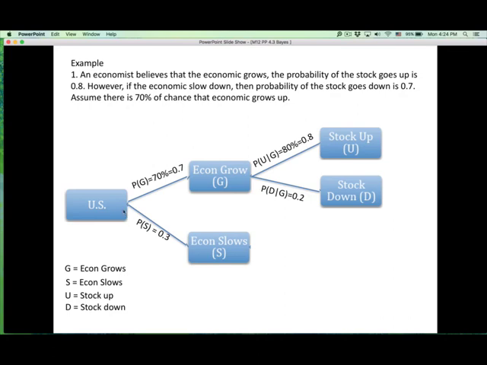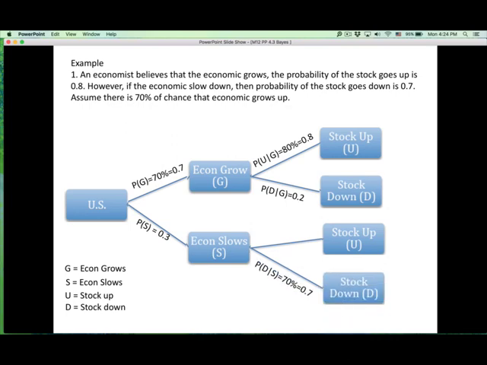Okay, if the situation is the economy slows, then the stock can also go up or go down. And then we have, if the economy slows down, the probability of the stock going down is 0.7. Similar to the previous one, this is a conditional probability. We have the probability that the stock goes down is equal to 0.7 under the situation that the economy slows.